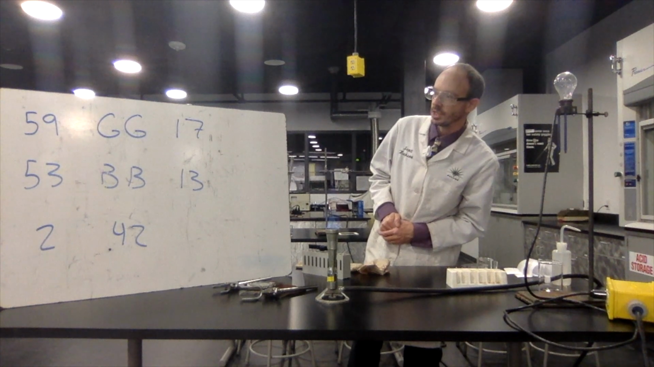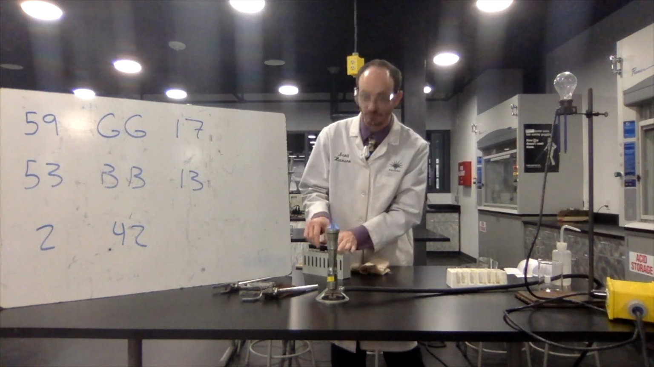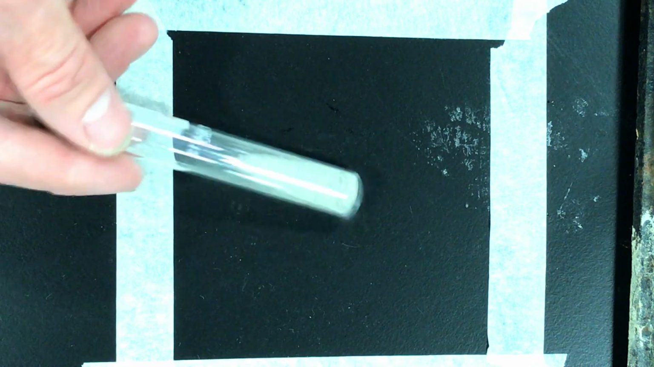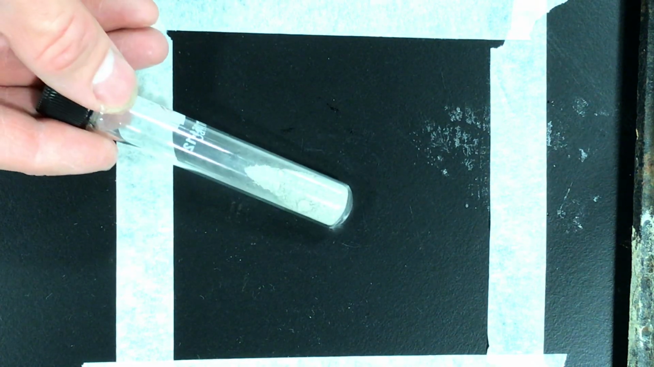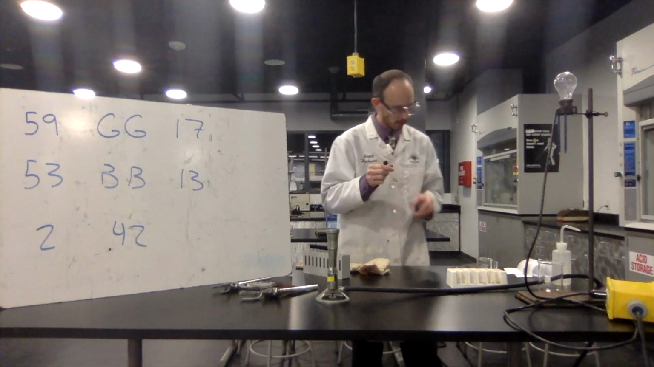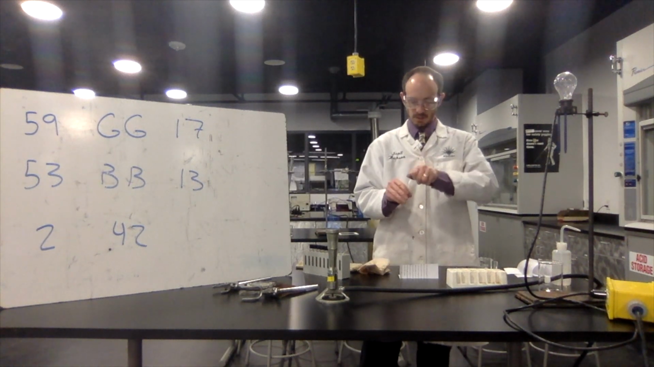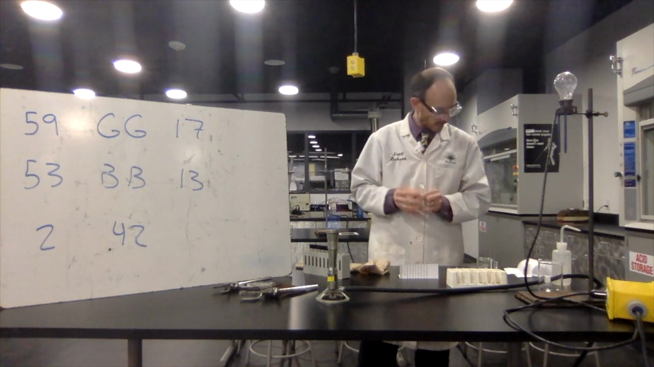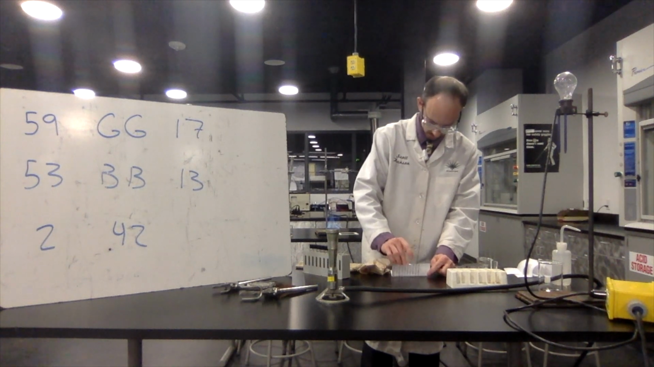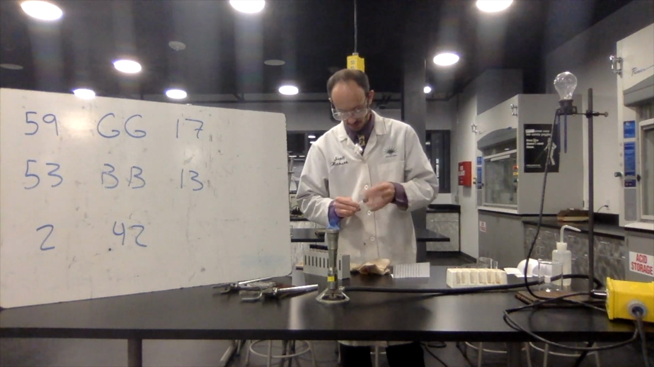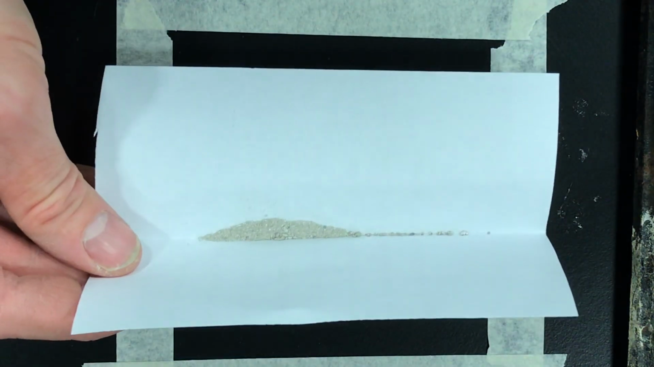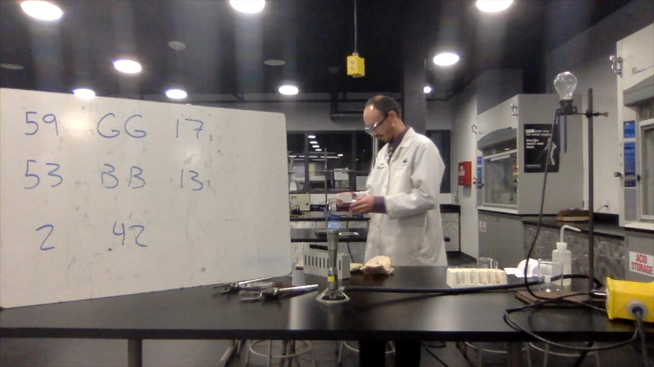This one is 59, GG, 17, 53, BB, 13, 2, or 42. Okay, so here's a quick look at that material. It's actually very reminiscent in color to that first one, like tannish. Looks a little bit, I don't know, we'll find out. Next paper. All right, wafting. Smell nothing. Gonna put a little bit of that out on here. Okay. And then show you there's that line that's on the paper.